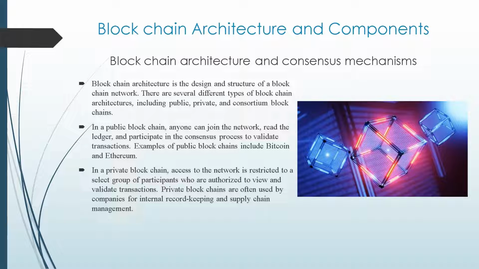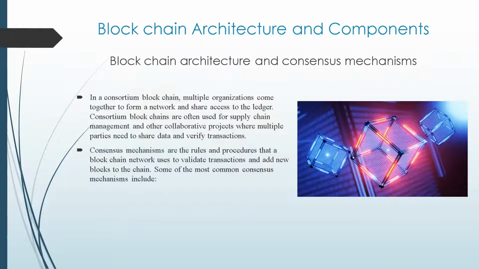In a private blockchain, access to the network is restricted to a select group of participants who are authorized to view and validate transactions. Private blockchains are often used by companies for internal record-keeping and supply chain management. In a consortium blockchain, multiple organizations come together to form a network and share access to the ledger. Consortium blockchains are often used for supply chain management and other collaborative projects where multiple parties need to share data and verify transactions.